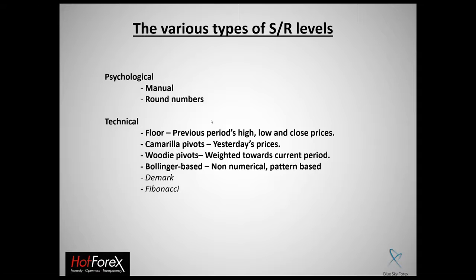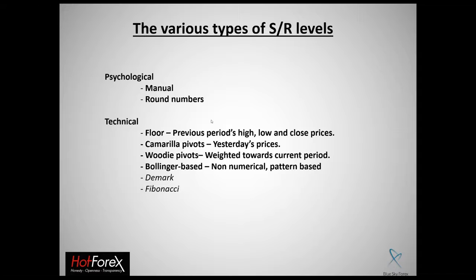There are then three categories. There are horizontal support resistance levels. Then we're talking about the round numbers, the manual horizontal support resistance levels you will draw on the chart visually, the Woody, Camarilla and floor pivot points and Fibonacci retracement levels as well. They are horizontal support resistance levels.